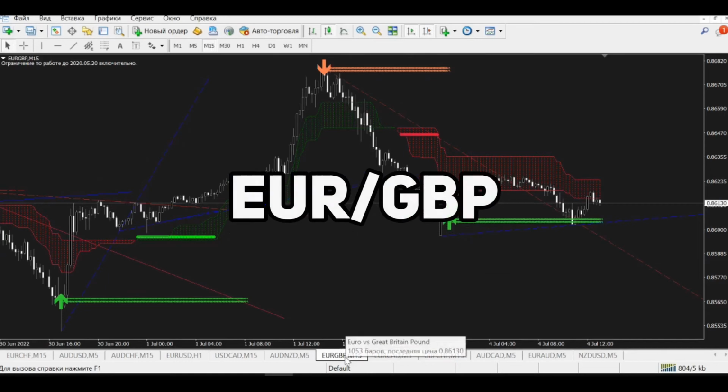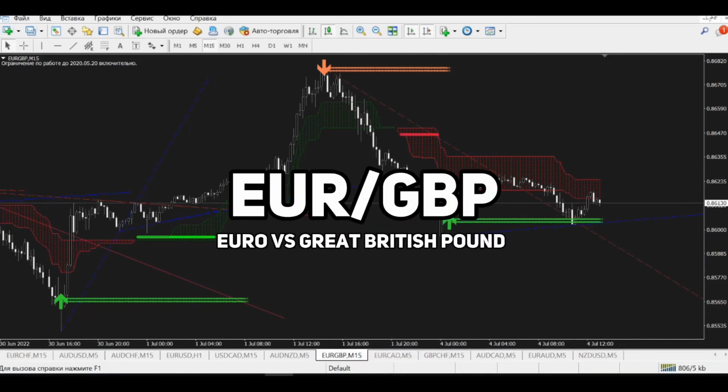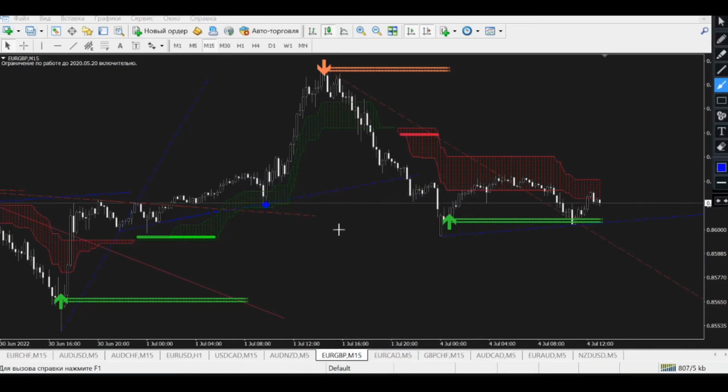Now on this new chart we are using the euro versus the Great British pound, and the time frame is 15 minutes like before. Green arrow means buy, so take a buy, and remember the blue diamonds mean hold your trades. The orange arrow means sell. And once again, the green arrow shows here, which means buy.